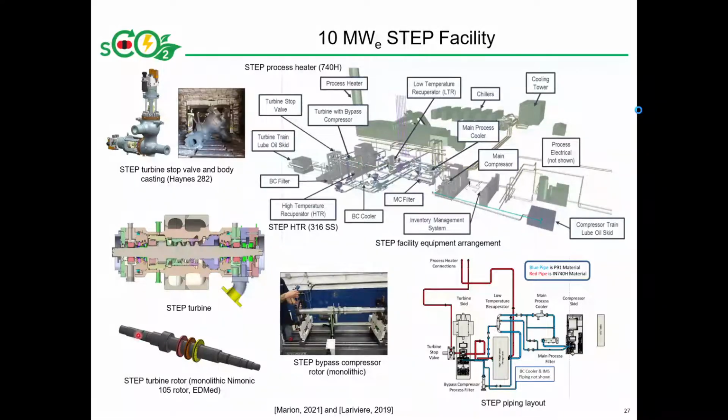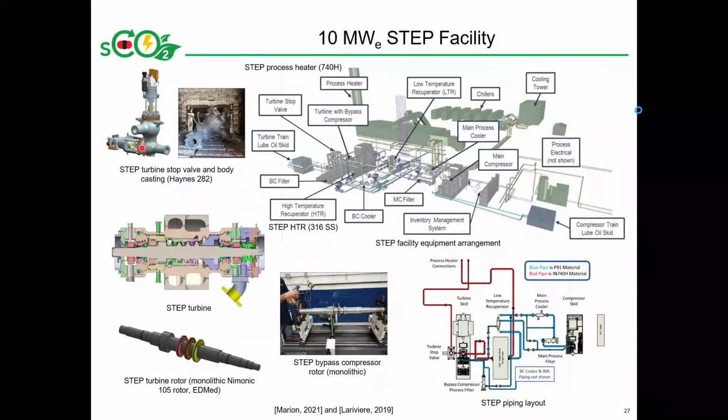The sCO2 turbine rotor is machined out of a monolithic Nimonic 105 forging, and it's EDM'd to get the blade shapes and the blade profiles within that turbine rotor.